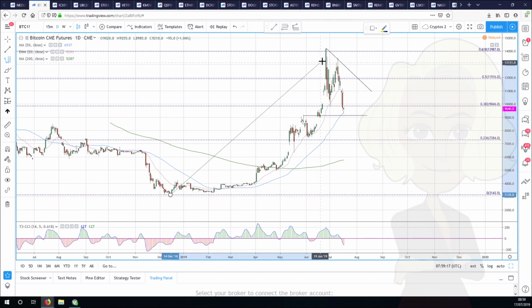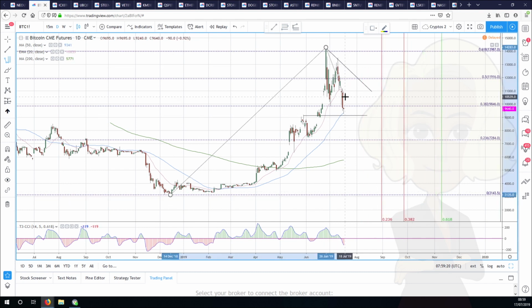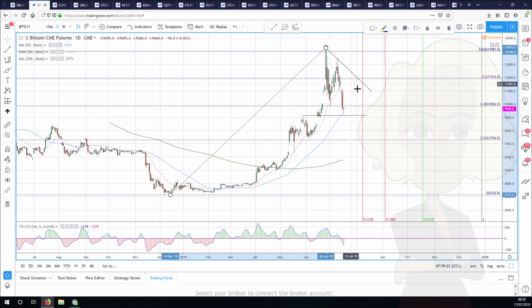So for me, most corrections like this take about a third of the time that it took to rally. So if we did a 38.2 in time, that would put us on the 4th of September. And as we talked about last night, it's very common for Bitcoin to make a low and start a bit of a run in September. We looked at at least 3 years where that's happened, where we've made a low in the summer, retested it at the start of September, and then we've had a massive rally. So that would be scenario B.